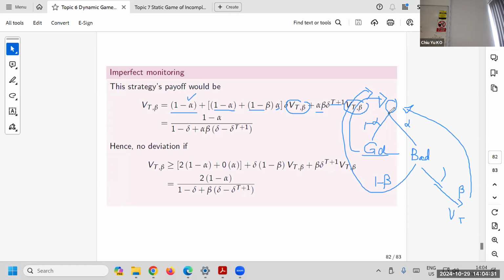Because this is no deviation. When you deviate, what are you going to do? When you deviate, you grab the whole market. In the good time, in the bad time, you get 0 anyway, because the whole market is just 2. You grab the whole market with a good probability.